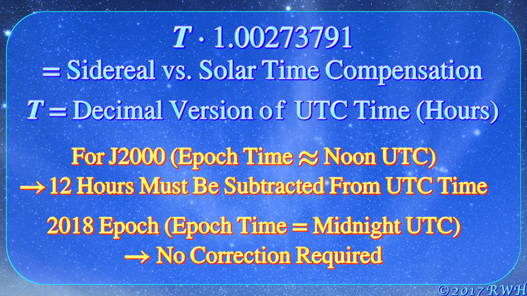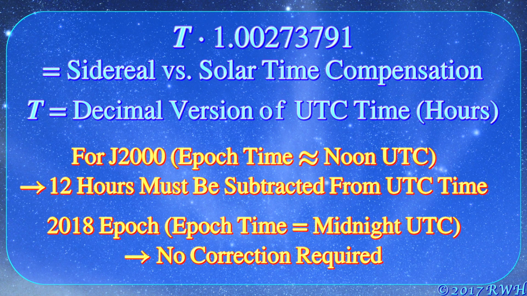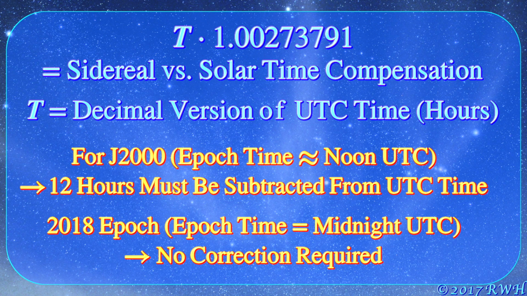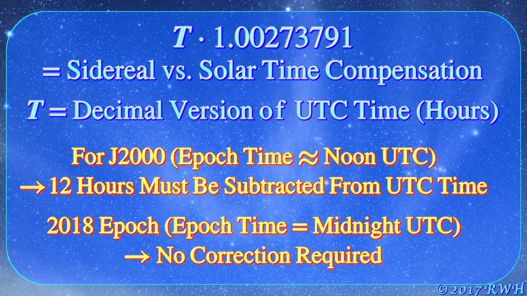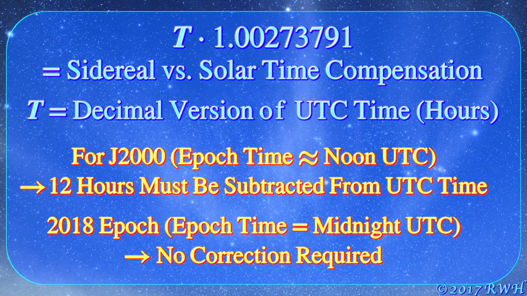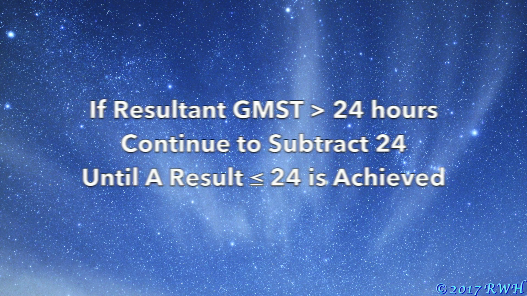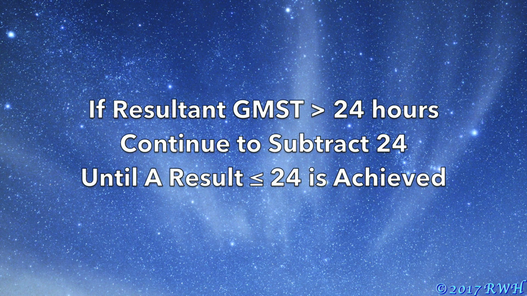Remember that epochs, such as J2000, are usually based on an origin time of noon, since they use Julian days as a reference point. More on this in a minute. So you will need to subtract 12 from the desired UTC time if you are using an epoch like J2000. However, our example epoch of 2018 is based on a time of midnight, so no adjustment is required. As was the case previously, if the result is greater than 24, then subtract 24 hours.